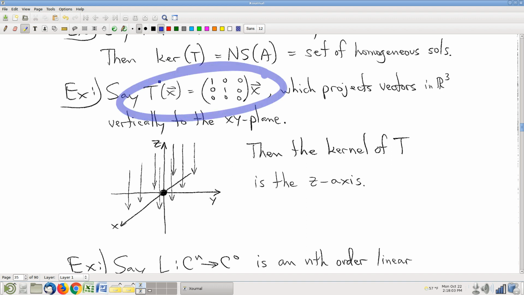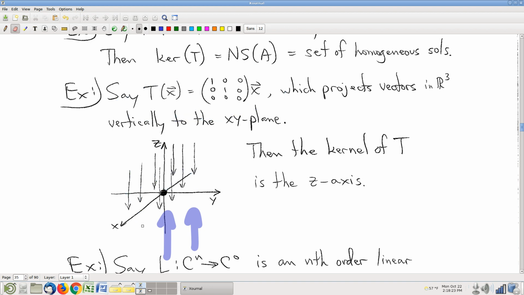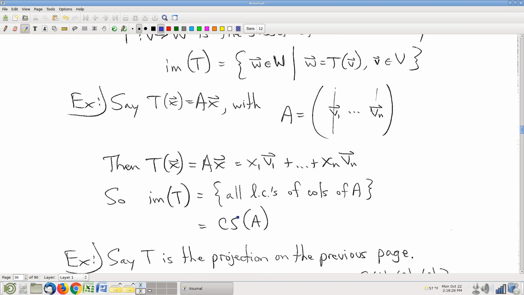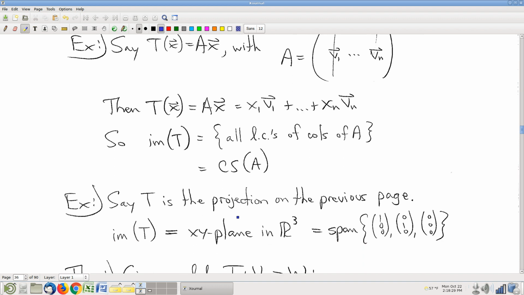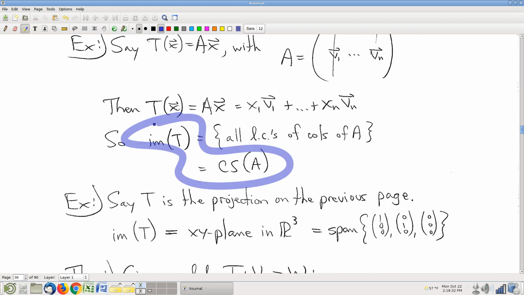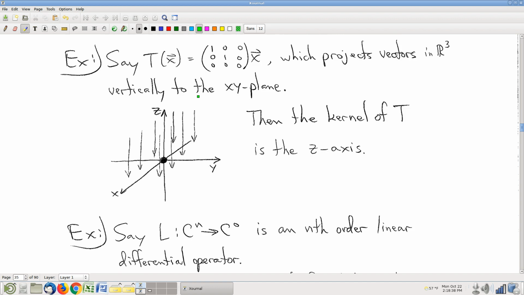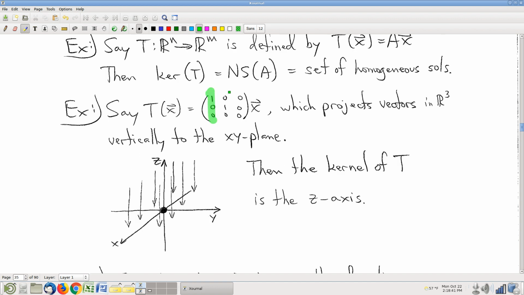Okay. Going back to the example on the previous page, remember we were looking at that specific matrix. What this matrix does, again, is it kind of projects everything into the xy plane. Right? This matrix thought of as a function is vertically smushing vectors like this. Okay. So let's see here. What is the image of this? Well, according to this, the image is the span of the column vectors. The column vectors, you may recall, are (1, 0, 0), (0, 1, 0), and (0, 0, 0).